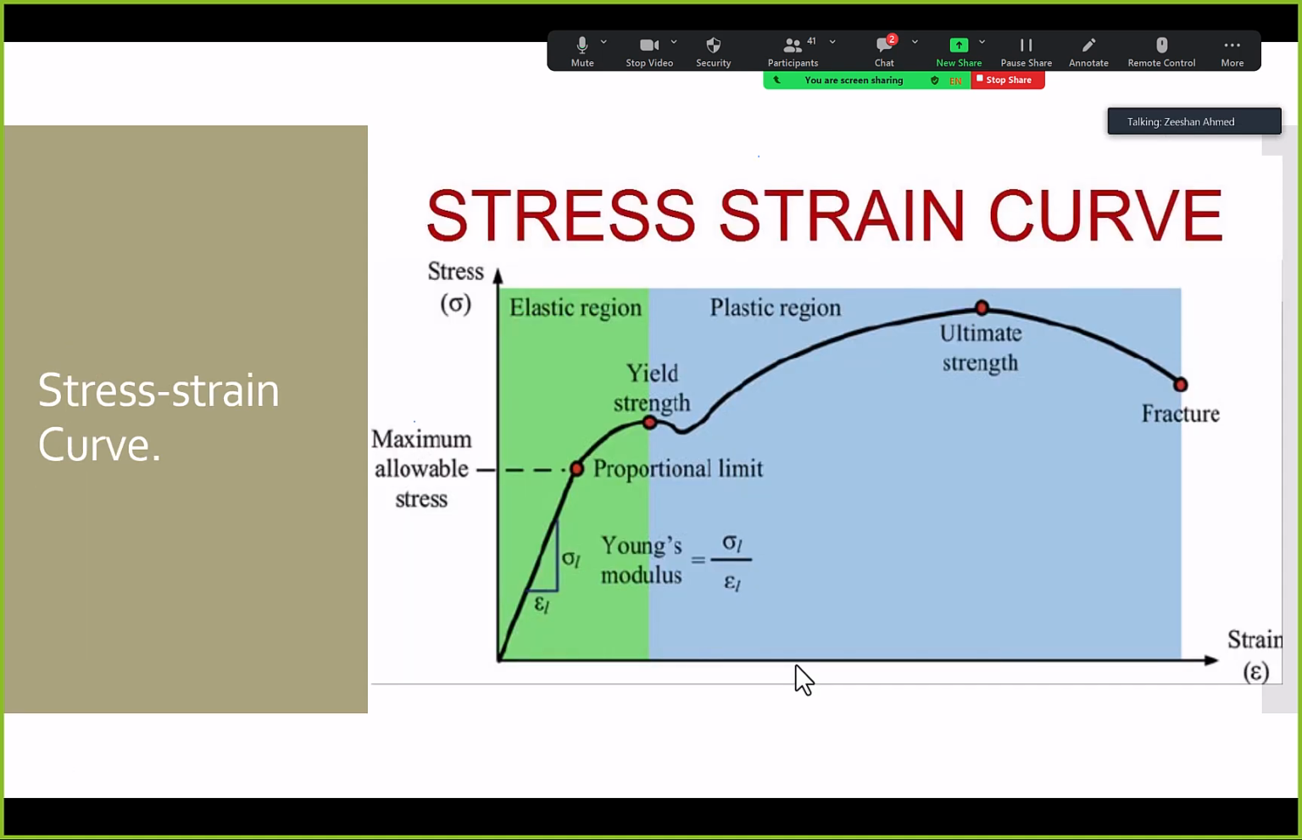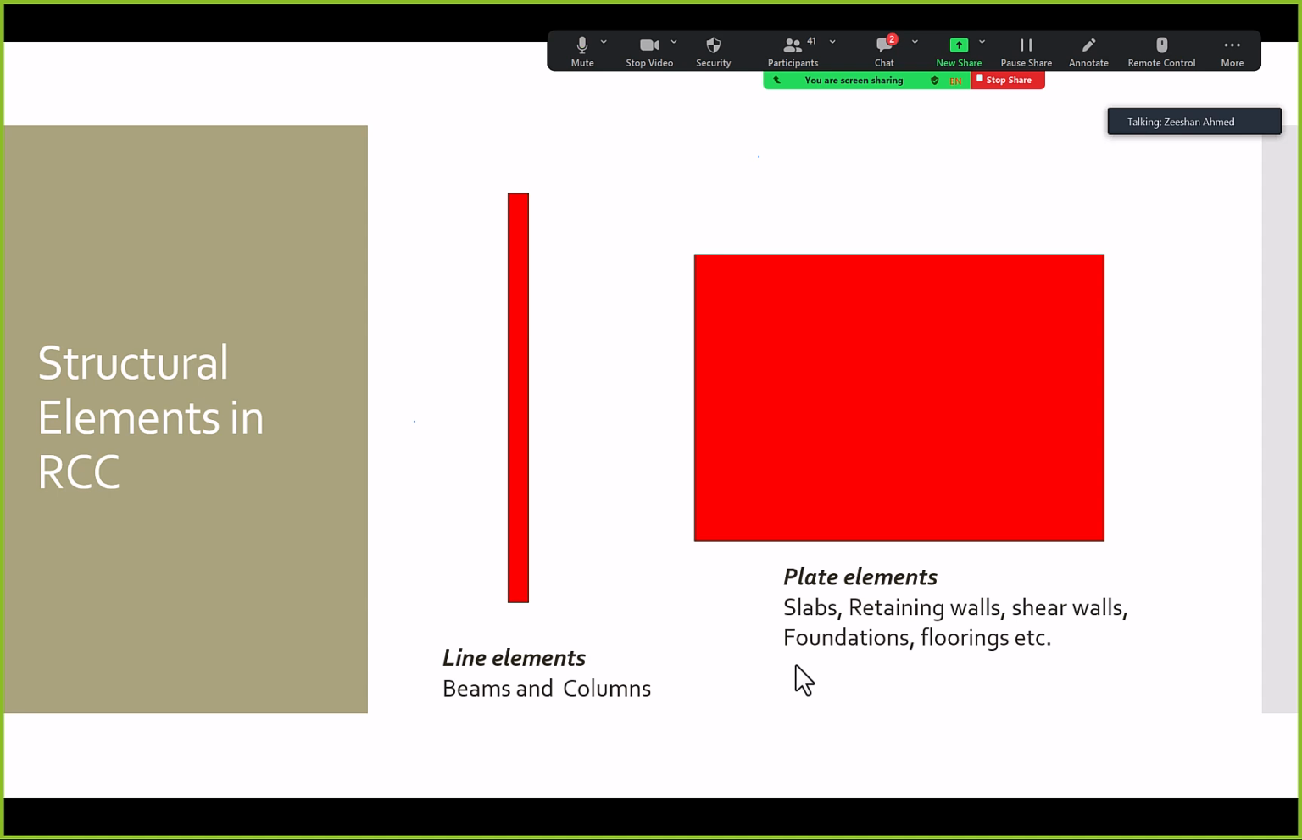Anyways, now we have a gist of what this is. Let's move on a little bit further. Right, then so in structural engineering, we have two types of elements.